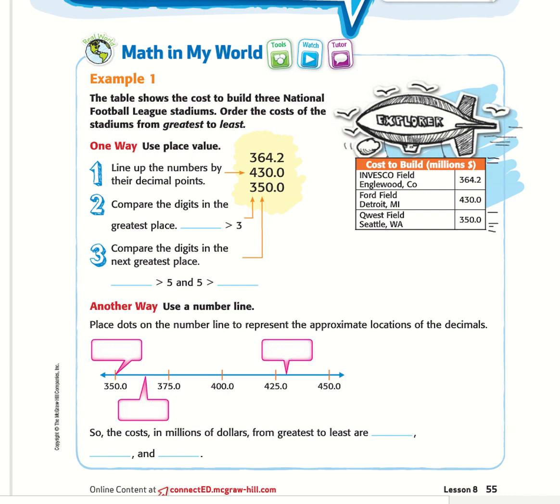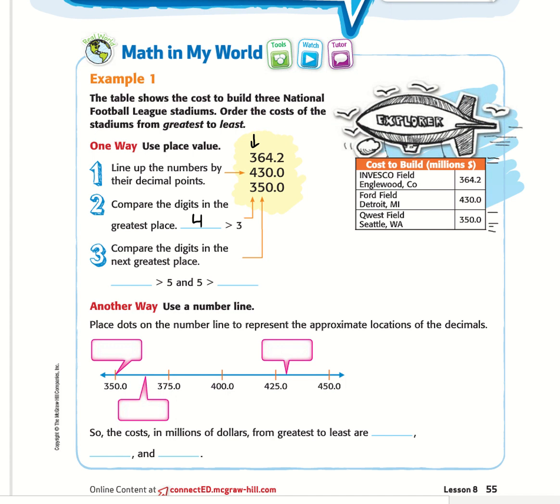Number 2, compare the digits in the greatest place. So the greatest place is going to be our hundreds place, and we're going to compare all of these digits. So we have a 3, 4, and 3. So we know 4 is going to be greater than 3.